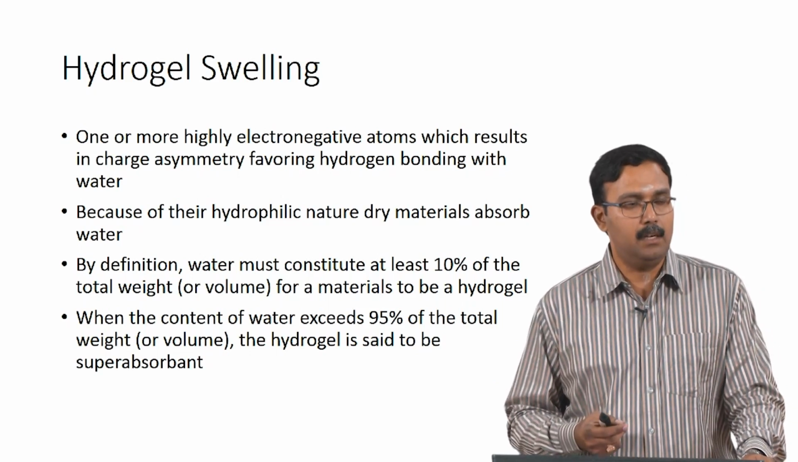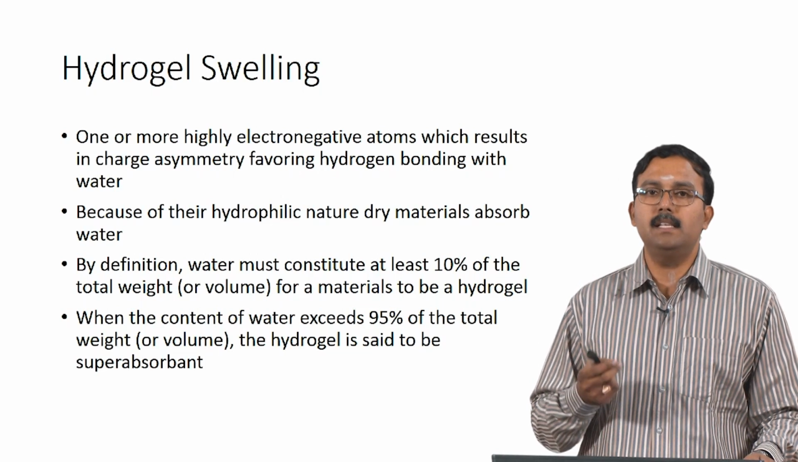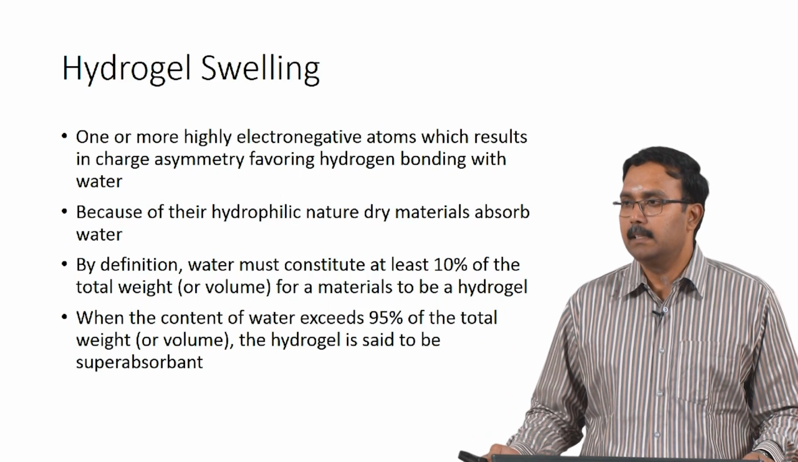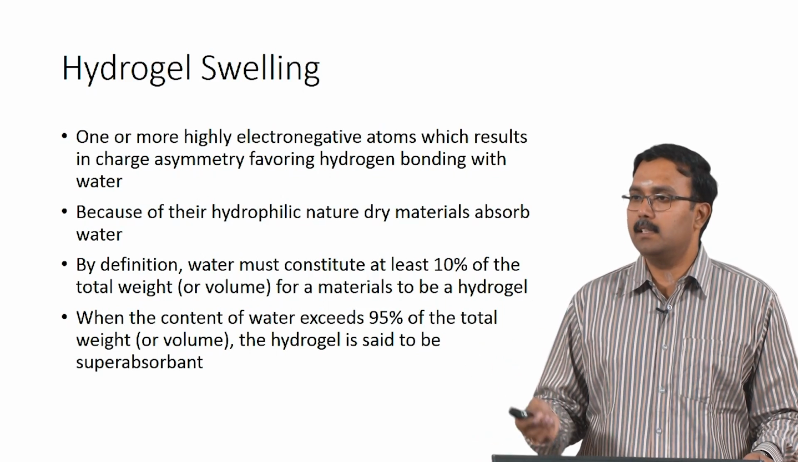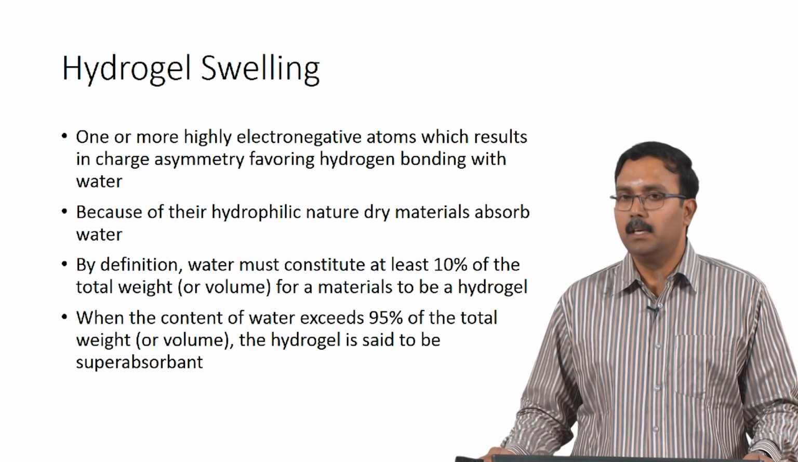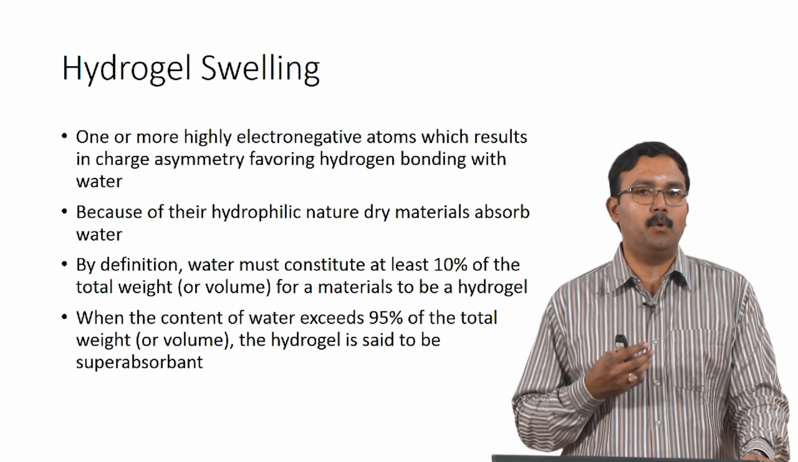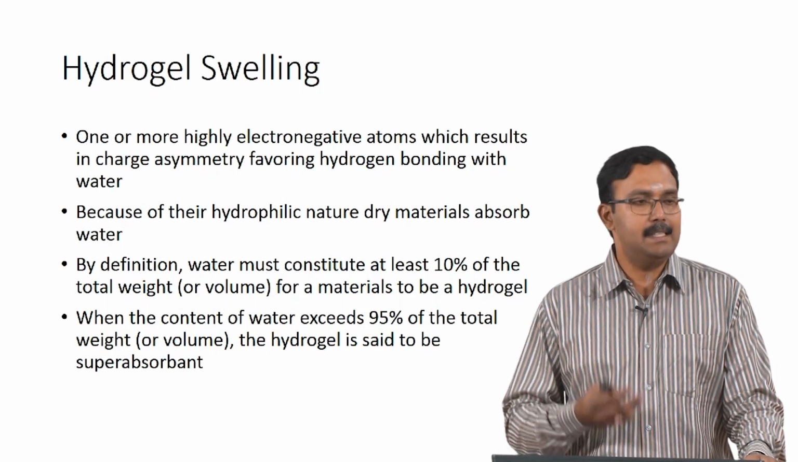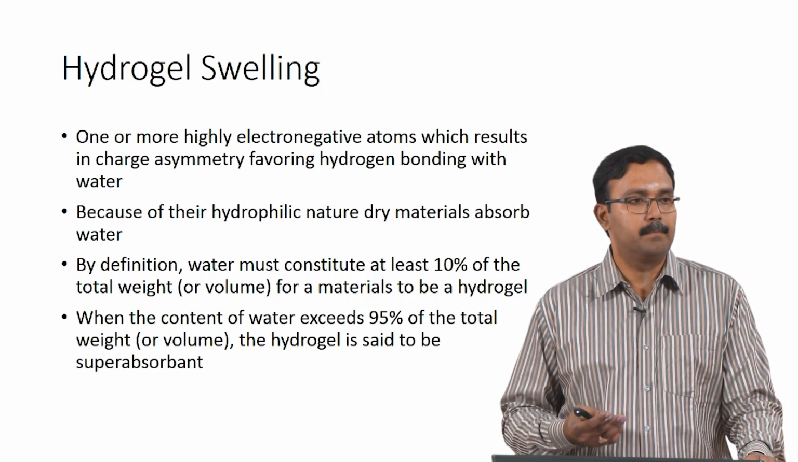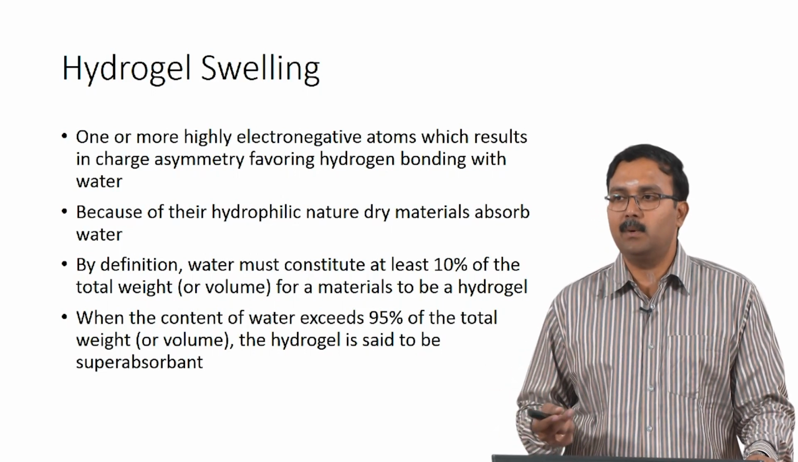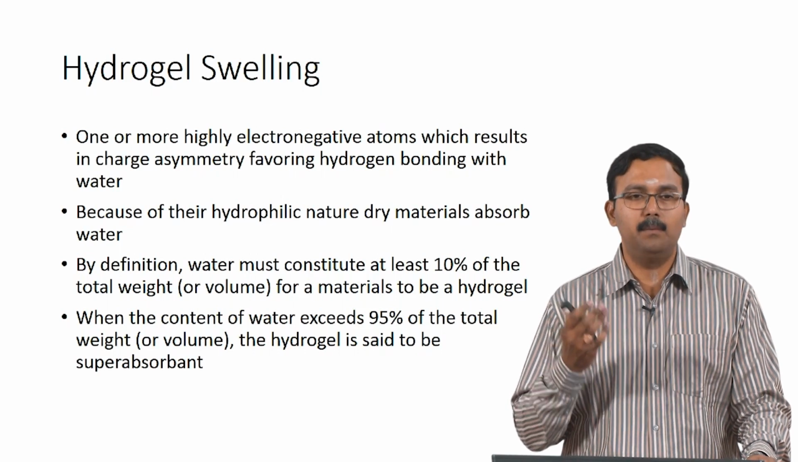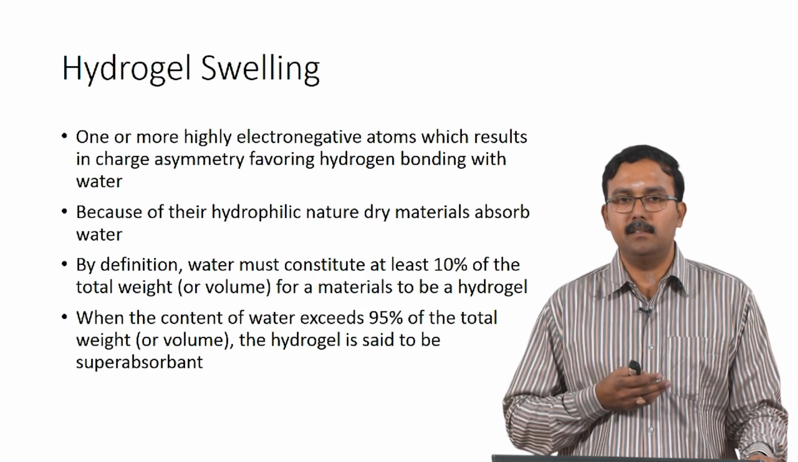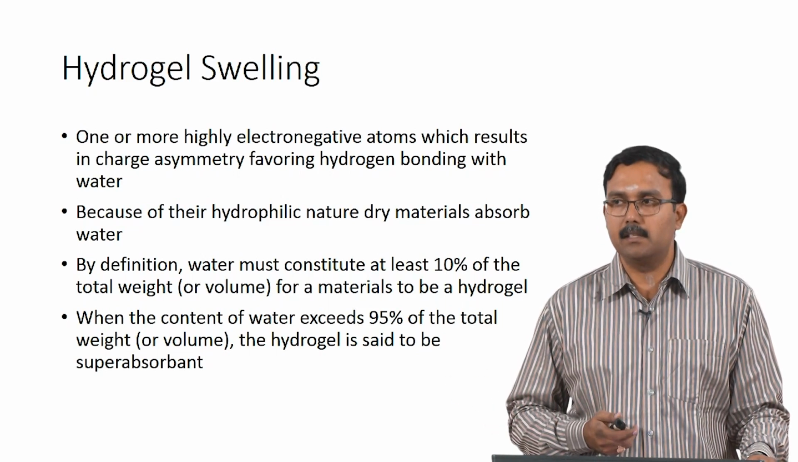So, by definition, the water must constitute at least 10% of the total weight of a material for it to be called a hydrogel. So, that is actually a very small number. Most hydrogels actually absorb a lot more than 10%. In some cases the water content can exceed 95% of the total weight or volume, and these hydrogels are considered to be super absorbent. The hydrogels that we prepare in our lab can absorb anywhere between 2 to 10 times their weight. So, depending on the application, we can prepare different kinds of hydrogels.